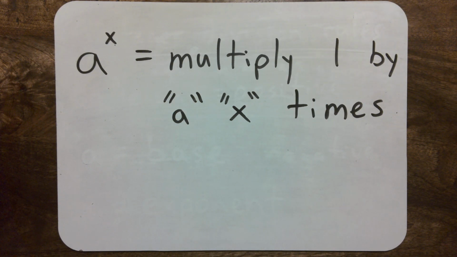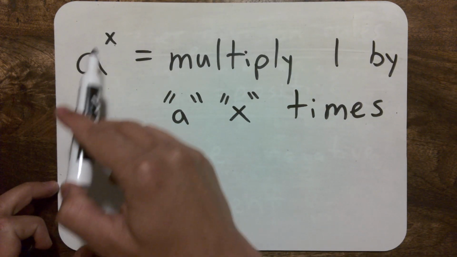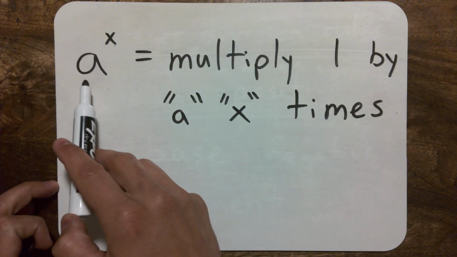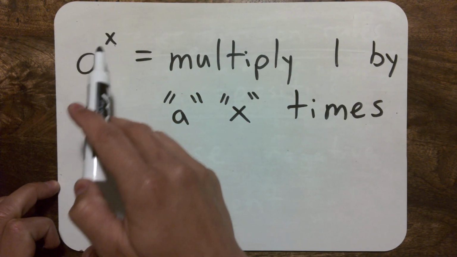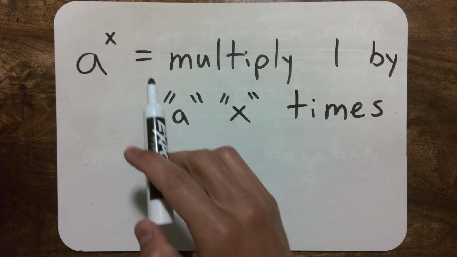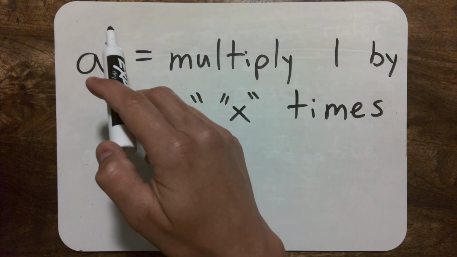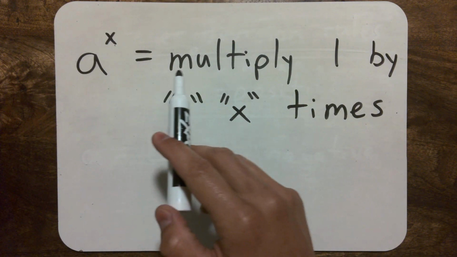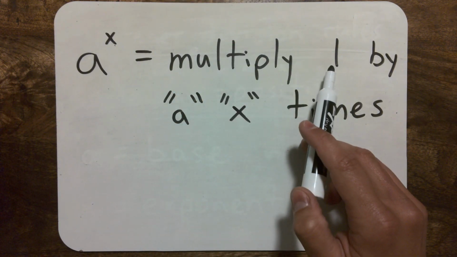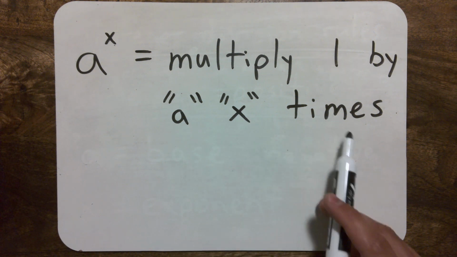In this video, we're going to discuss CRA models for integer exponents. So first, just to go over our exponents. This is a to the x power. a is our base number, and x is our exponent. How we want to interpret this is that if we see this format, some number to an exponent, this means that we're going to multiply the number 1 by that number a, x times.